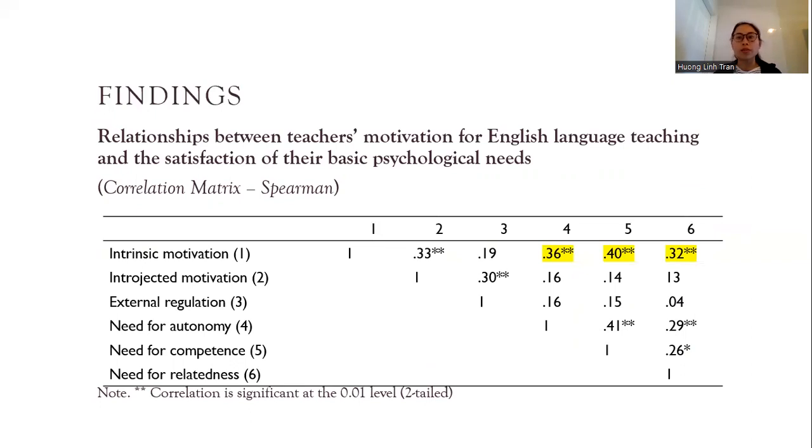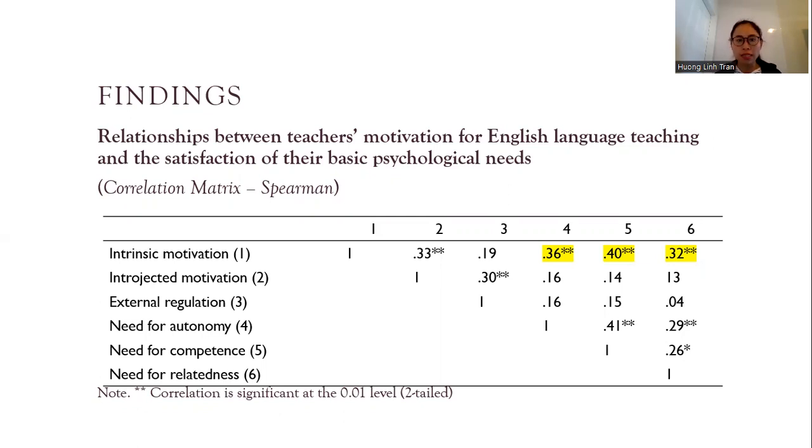To answer the question, to what extent can teacher motivation link to the satisfaction of teachers' basic psychological needs, the author ran a correlation matrix, a correlation test, to identify whether there exists a relationship between types of motivation and teacher basic psychological needs.